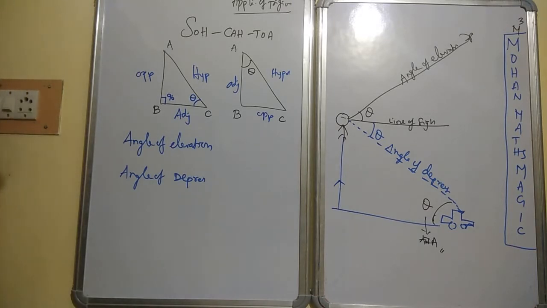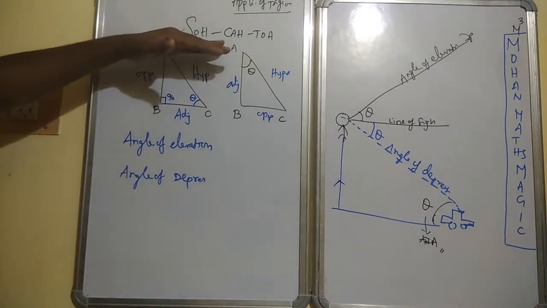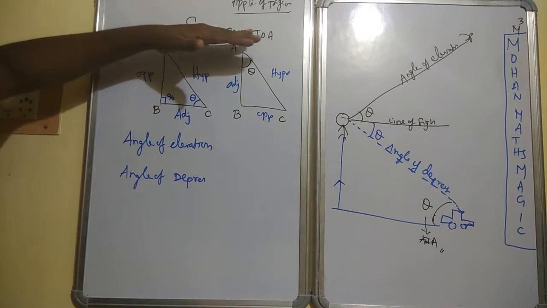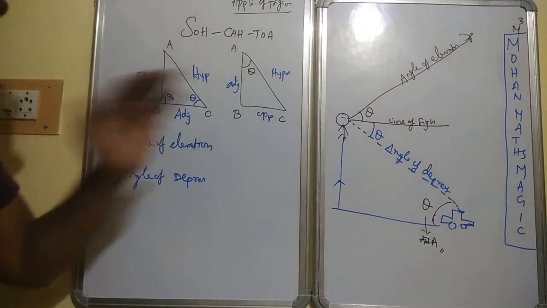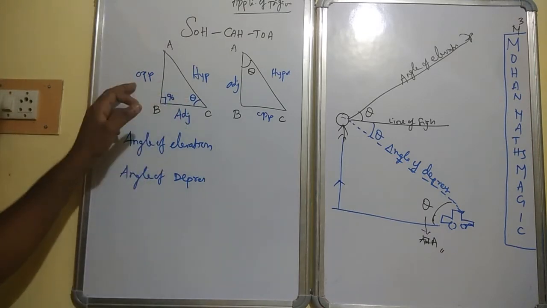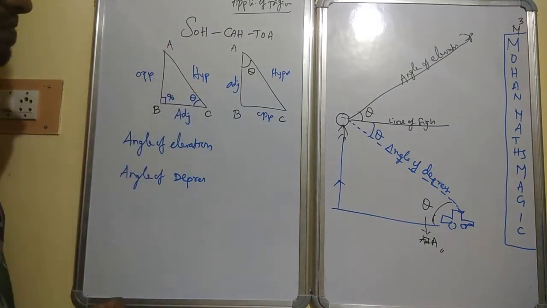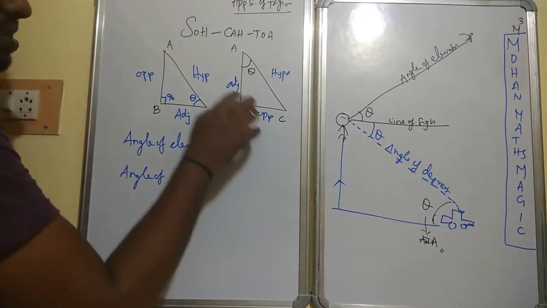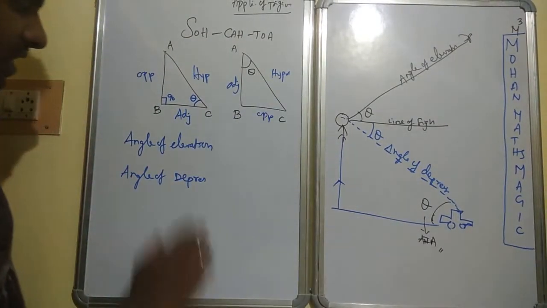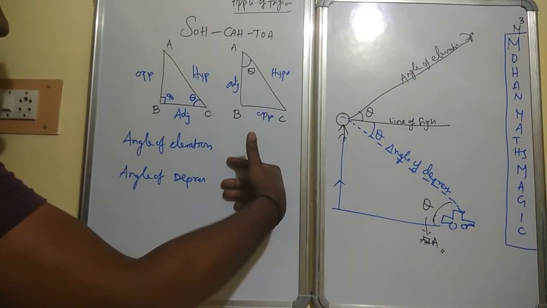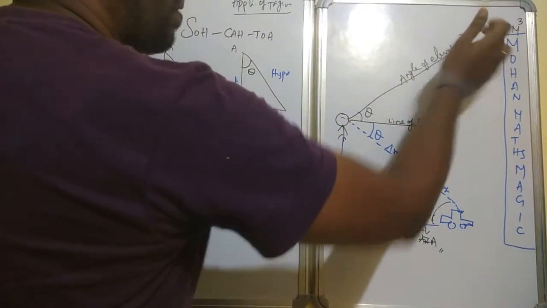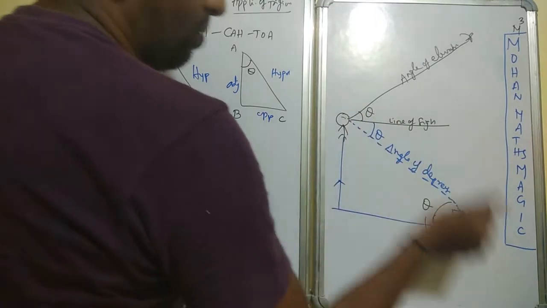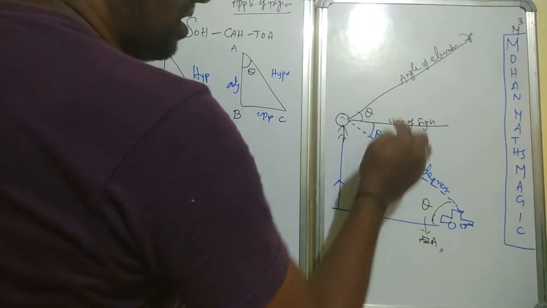I'll revise one more time. SOH-CAH-TOA: sin theta equals opposite by hypotenuse, cos theta equals adjacent by hypotenuse, tan theta equals opposite by adjacent side. There are two triangles. Once the angle is here, this is opposite, this is adjacent, this is hypotenuse; if the angle is here, this is opposite, this is adjacent, this is hypotenuse. And there are two words you're going to learn: angle of elevation, from the eyes from the bottom to the top, and angle of depression, from the top to the bottom. This is theta, and this is theta.